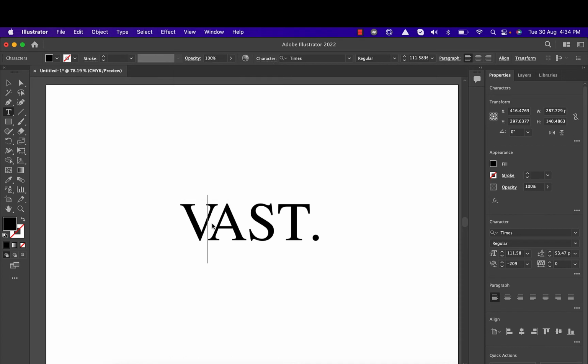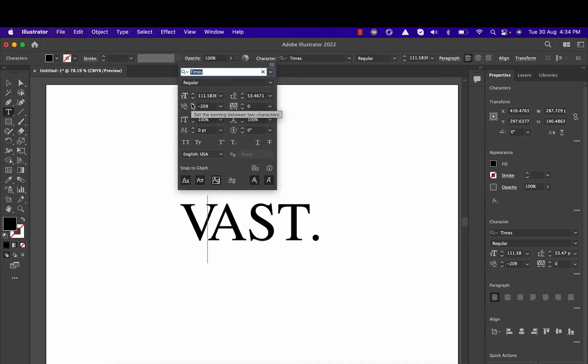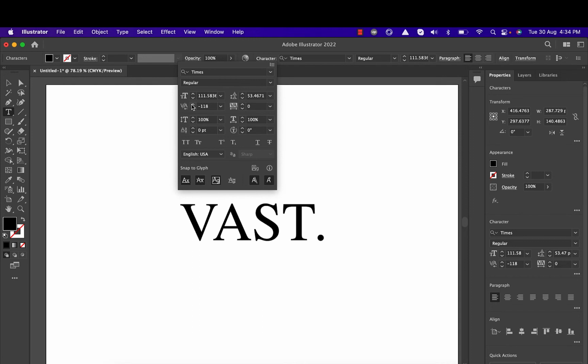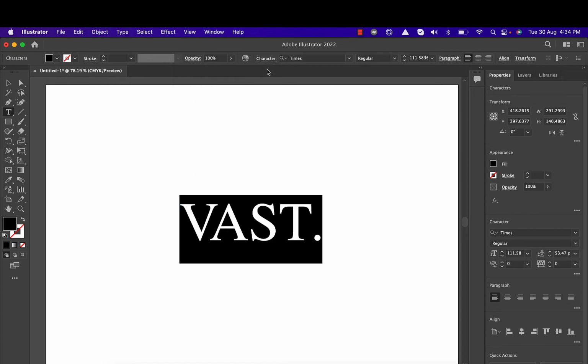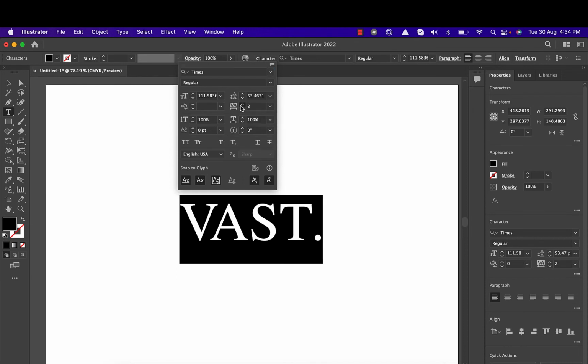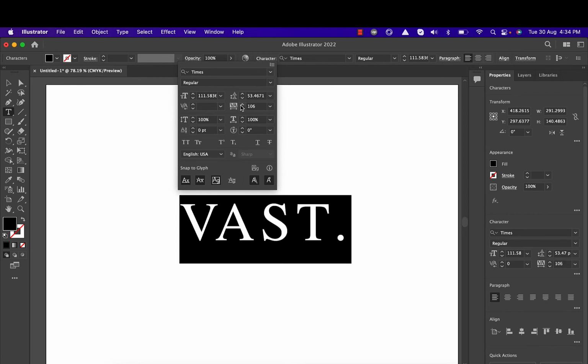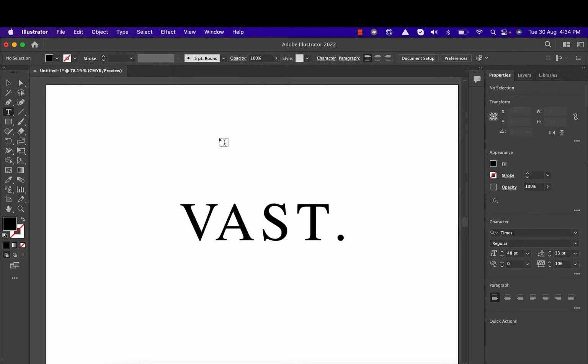So I click over here and you see it's increasing, and now it's decreasing. This is called kerning, and this is called tracking. Tracking applies to the whole word. Select the whole word and then apply. So this is called tracking and kerning. Clear? Okay.